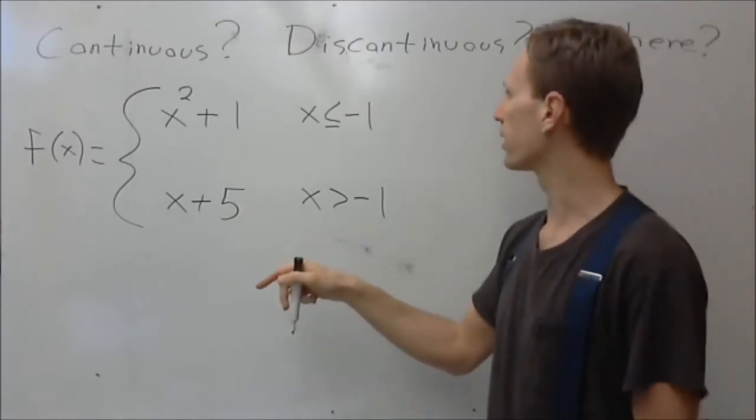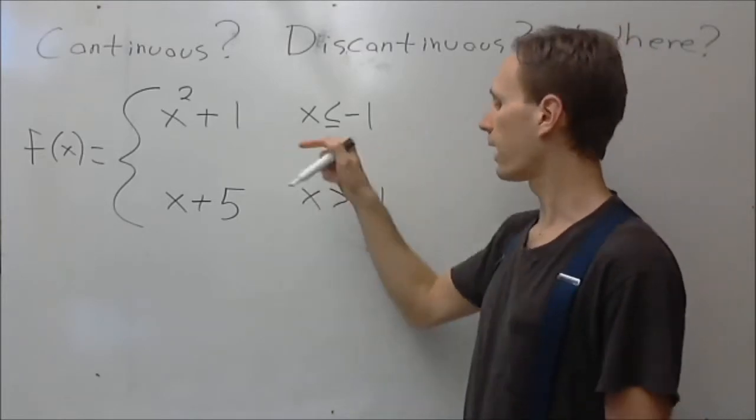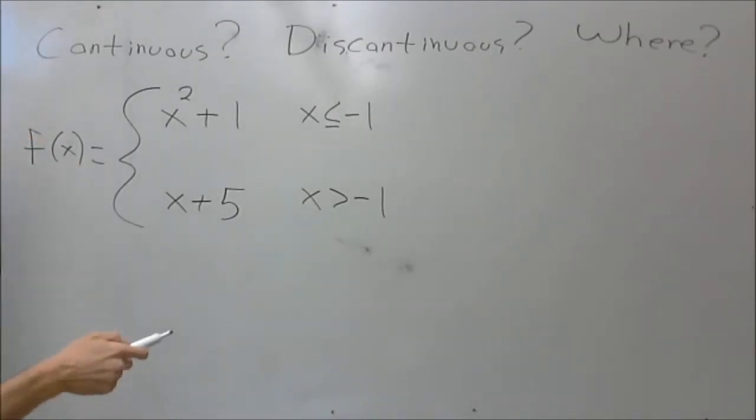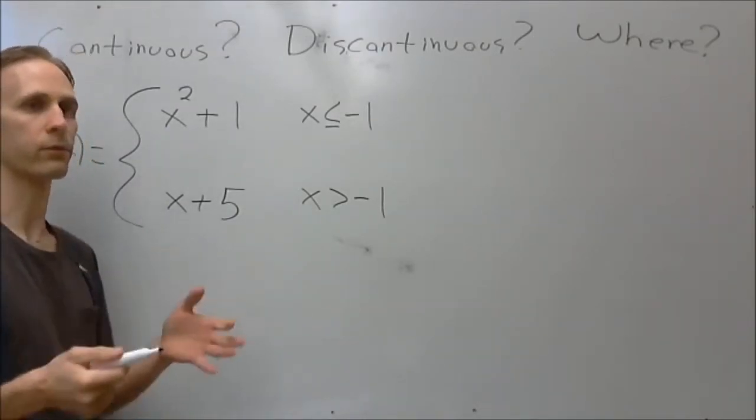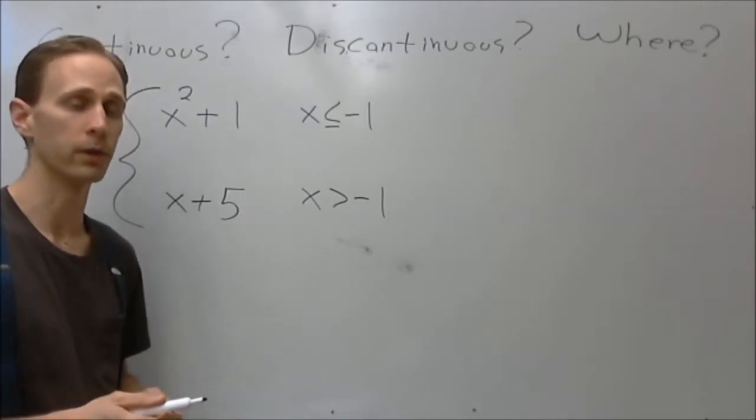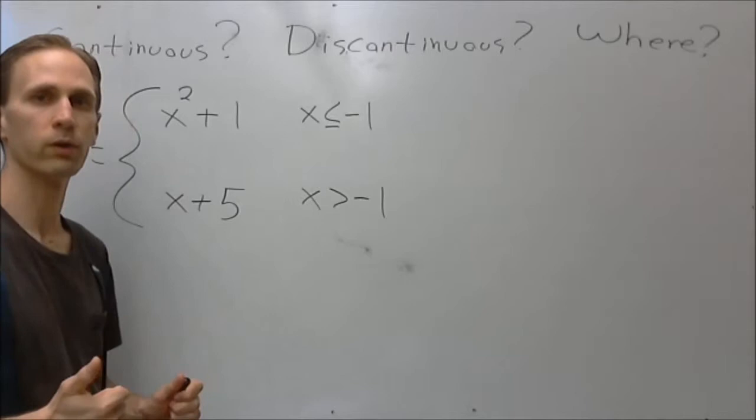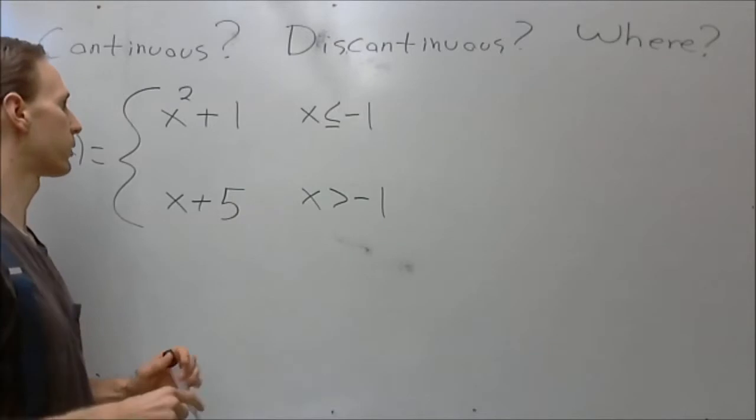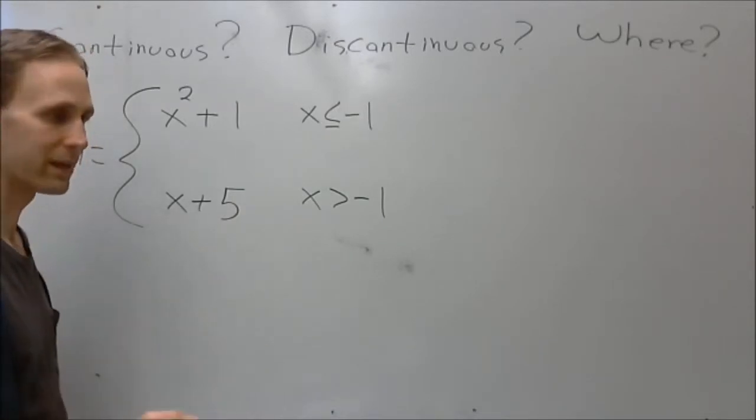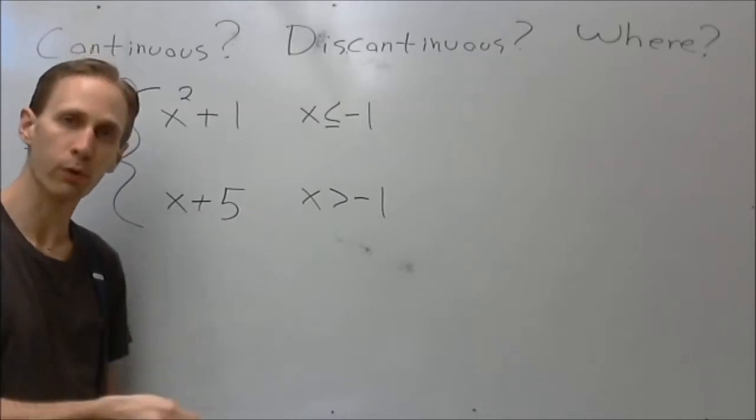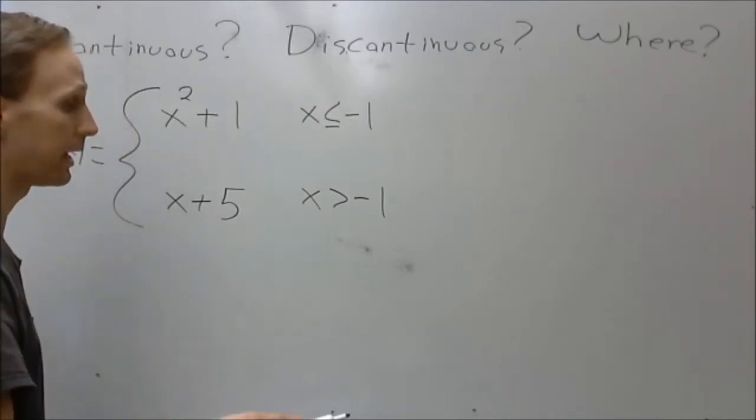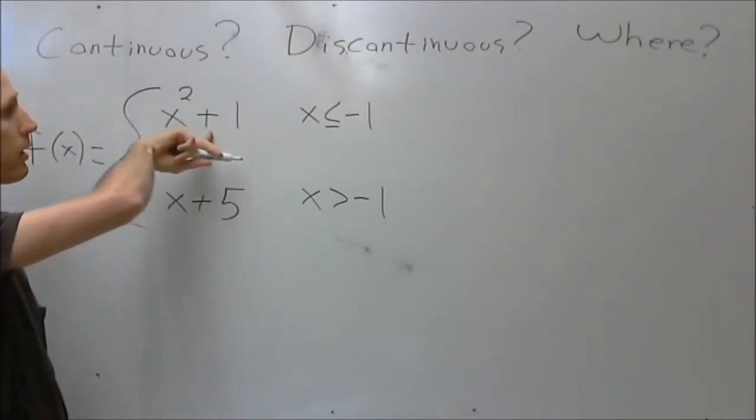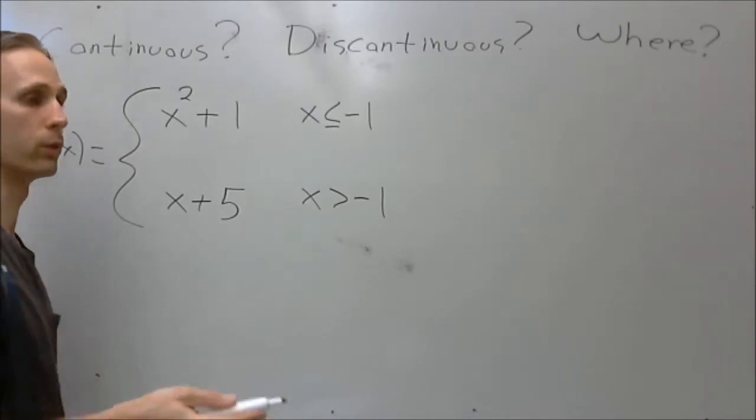So I'm looking at this thing. The only point that's up in the air is x equals negative 1. So what you have to do is be sure that the three conditions are satisfied for continuity. So, does f of negative 1 exist? And yes, it does. I can plug in minus 1 here. F of negative 1 is 2. No problem. Then you have to determine whether the limit as x approaches negative 1 exists. And if so, does it equal the answer that we got for plugging minus 1 in? Does it equal 2? Let's find out.